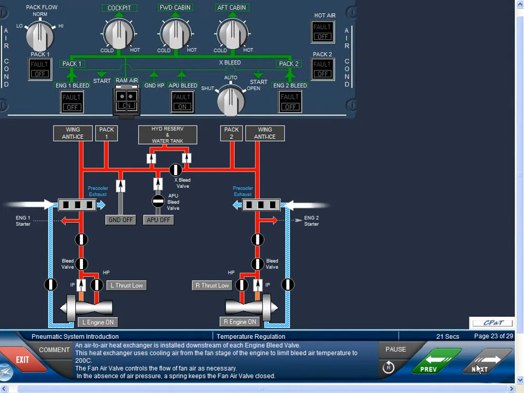An air-to-air heat exchanger is installed downstream of each engine bleed valve. This heat exchanger uses cooling air from the fan stage of the engine to limit bleed air temperature to 200 degrees Celsius. The fan air valve controls the flow of fan air as necessary. In the absence of air pressure, a spring keeps the fan air valve closed.